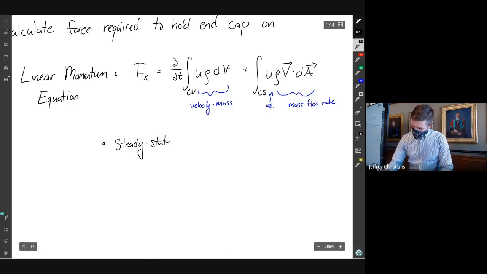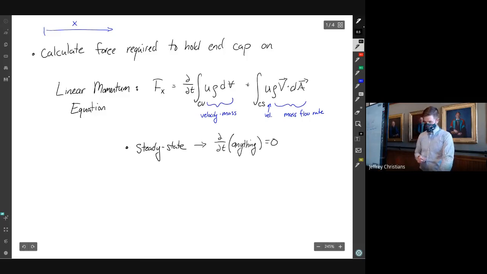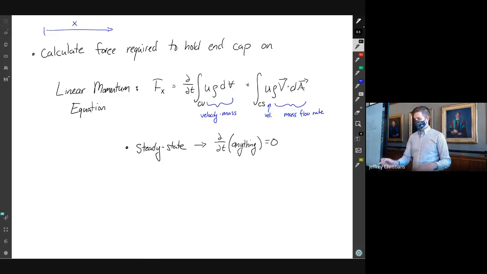Steady state. Steady state means that the time derivative, d/dt of anything, is equal to 0. If something is steady state, if it's not changing with time, you take a time derivative and that thing dies. So this whole first term, the d/dt of the momentum inside the control volume, will die away because the time derivative kills it because it's steady state.